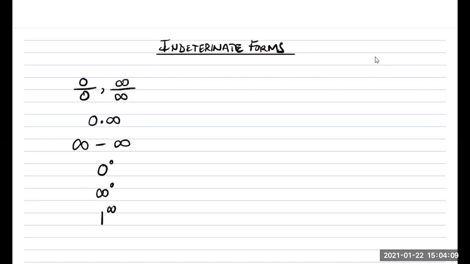But there are others, right? Infinity divided by infinity, or negative infinity divided by positive infinity. It makes no difference, okay? And then we have 0 times infinity, infinity minus infinity, right? Infinity is not even a number, right? It's a suggestion. It suggests to us increases without bound, right? And then we have 0 to the 0 power, infinity to the 0, and 1 to the infinity.